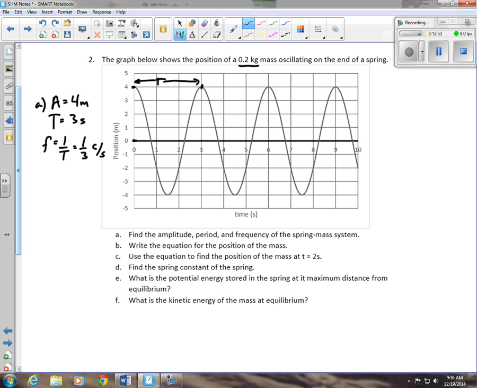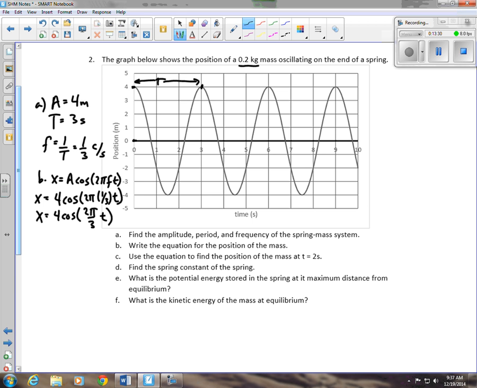Now, part B, write the equation for the position. Our general formula is x equals A cosine 2 pi f t. Now that we have values for A and for f, we can plug those in. So I end up with x equals 4 times cosine 2 pi times 1/3 times t. I can rewrite that just to make it a little bit prettier as 2 pi over 3 times t.